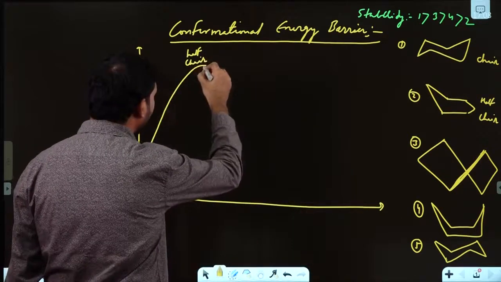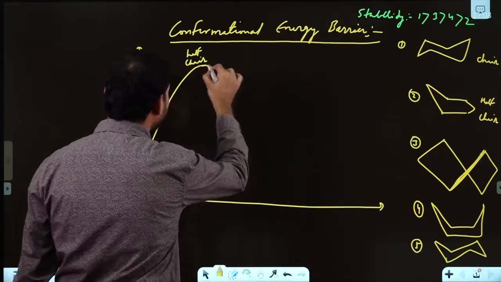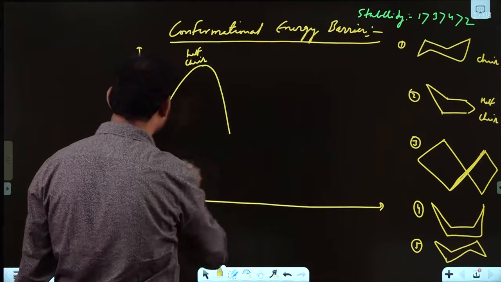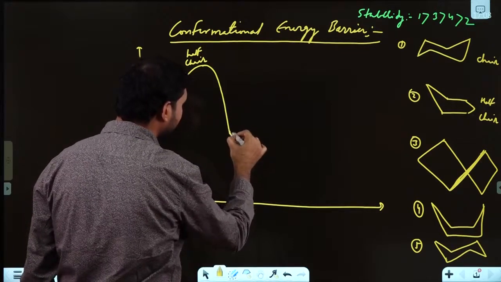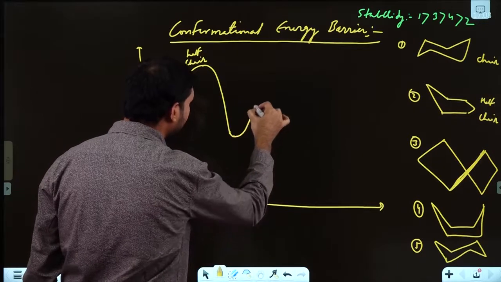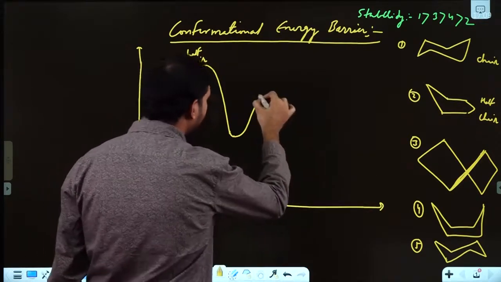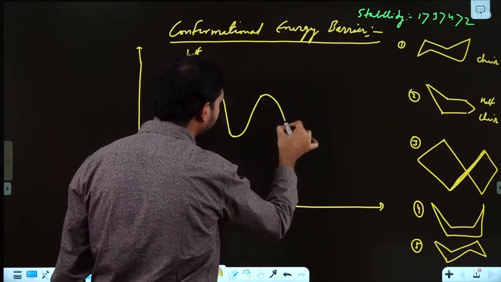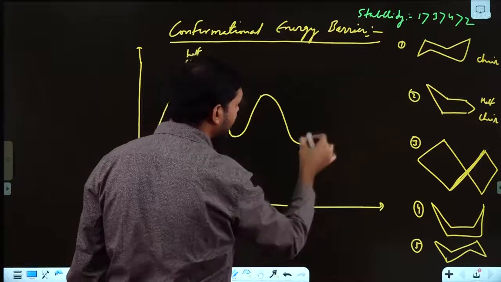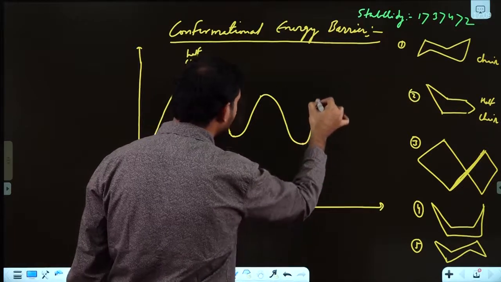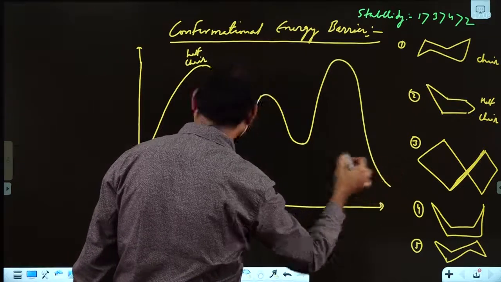Chair converted into half chair, then it converted into twist boat, but it must have energy more than chair. So here we got twist boat. Then we get the boat conformer, right? Again we get twist boat. Then from twist boat again we get half chair. And finally we get chair.